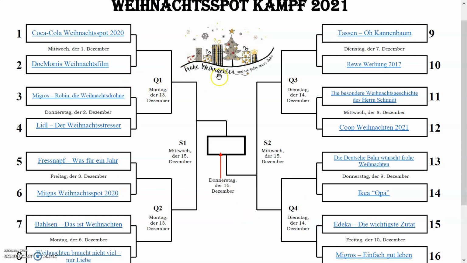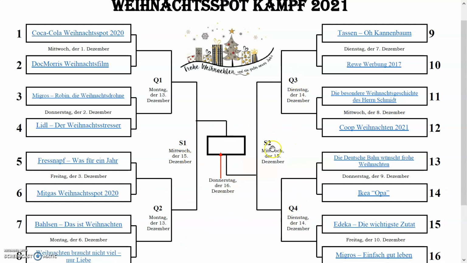You'll notice that after the first 8 votes in round 1, we go into the quarterfinals. So you see that Q1, Q2, quarterfinal 1, quarterfinal 2. Please note that both of those will be voted on the same day. So quarterfinals 1 and 2 will be voted on Monday. Quarterfinal 3 and 4 will be on Tuesday the 14th.